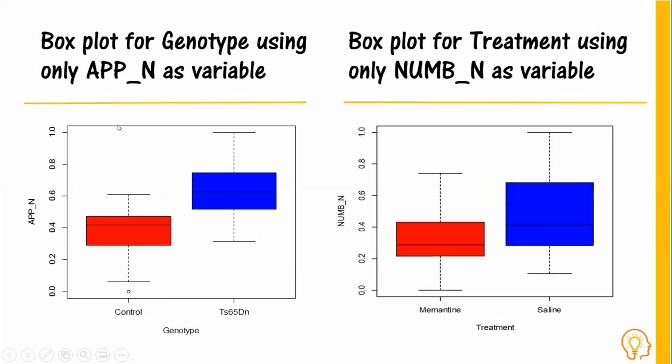So we construct a box plot for the genotype using only the APPN as variable. We can see that there is some obvious cluster between the control and the trisomic mice. The control mice have a value around 0.4, and the trisomic mice have a value around 0.6.